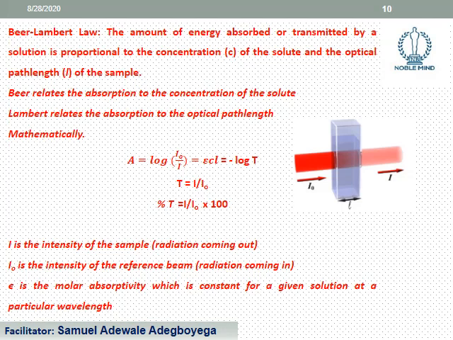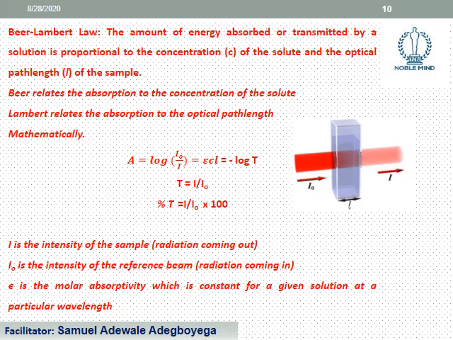Or if you check from your indices, you know that minus log T is the same thing as log 1 over T. So if you want to check the relationship between the incident light intensity, which is I naught, and I, and the transmittance, which is T, you find out that transmittance is equal to I over I naught. If you want to take the percentage, you multiply that by 100.